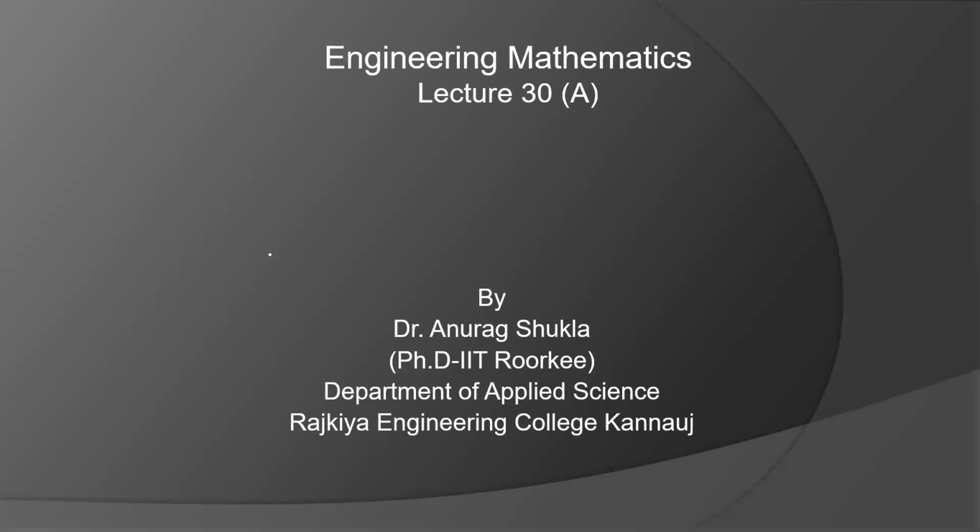I have already studied how to change the variable, meaning we can convert the XY system into polar coordinates, or we can convert any XYZ system into spherical coordinates. For that, we use the Jacobian method. This topic I have already discussed in Jacobian as well as in lectures 28, 29, and 30.